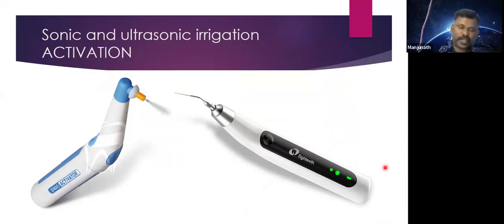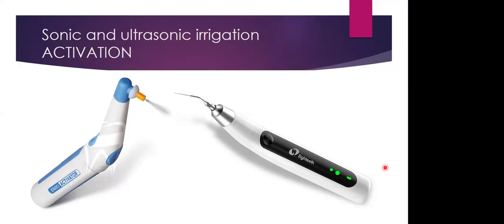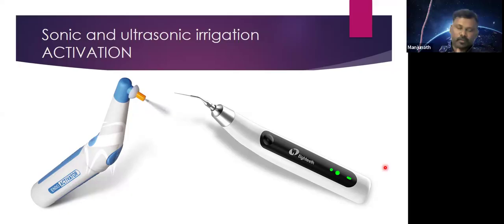And when you are using your irrigation fluid, you always need to activate. You need special equipment, that is an endo activator or ultrasonic activation devices. So you need to have an activation device, or at least manually you have to agitate with your GP point. With ultrasonic activation, the irrigation fluid will reach till the apical portion. There will be a good cleaning at the apical portion.